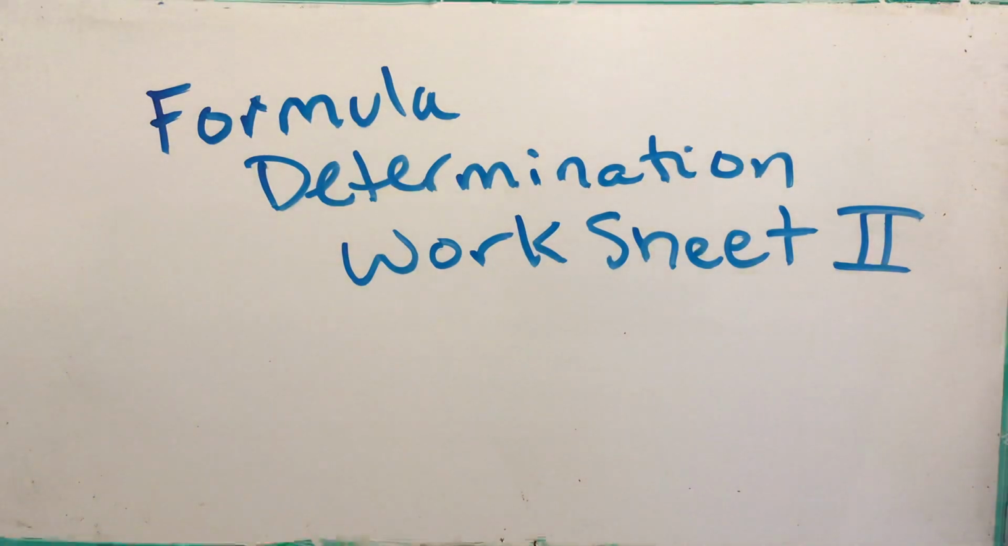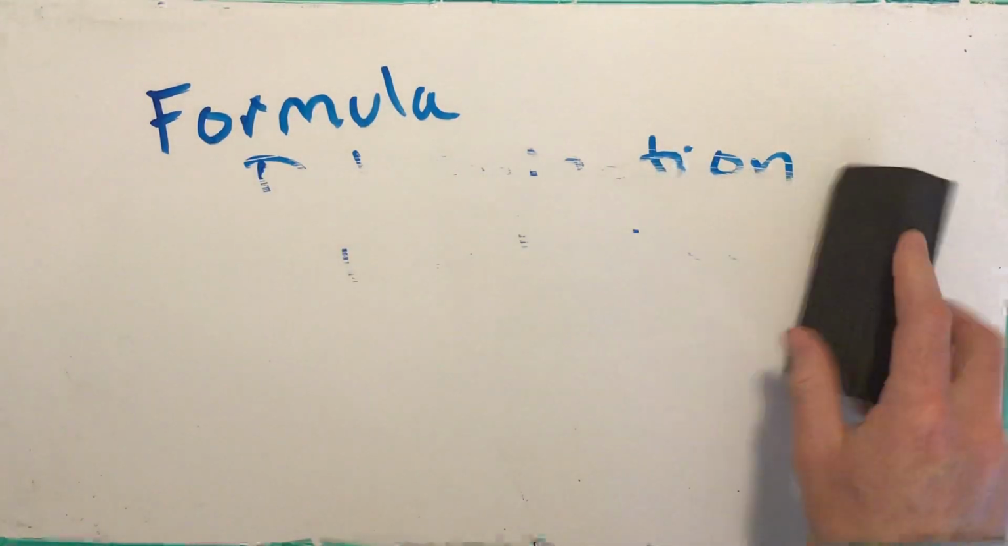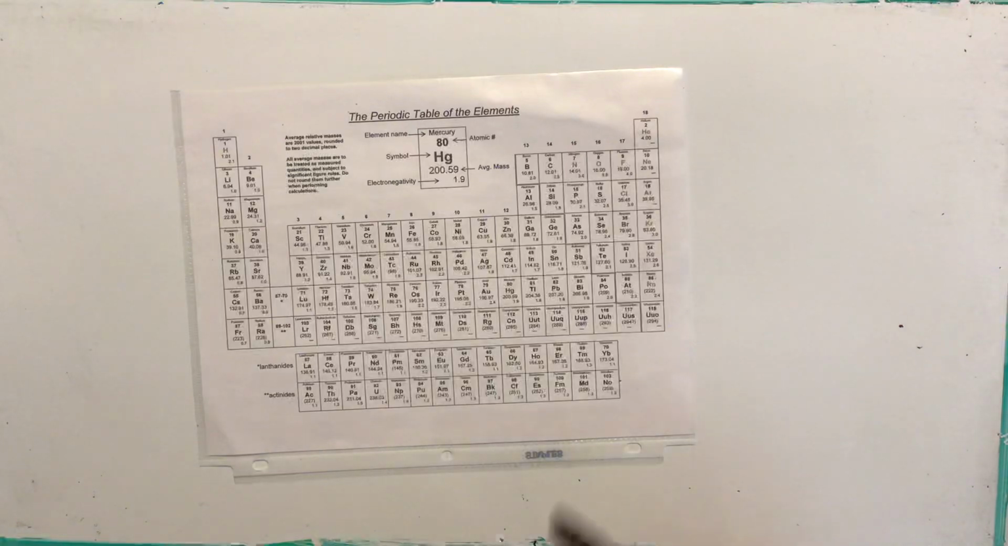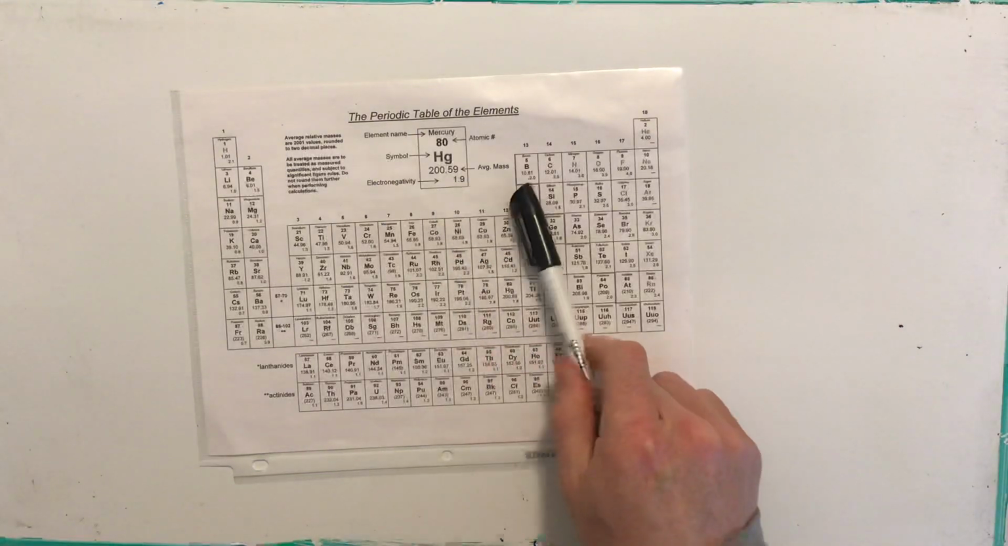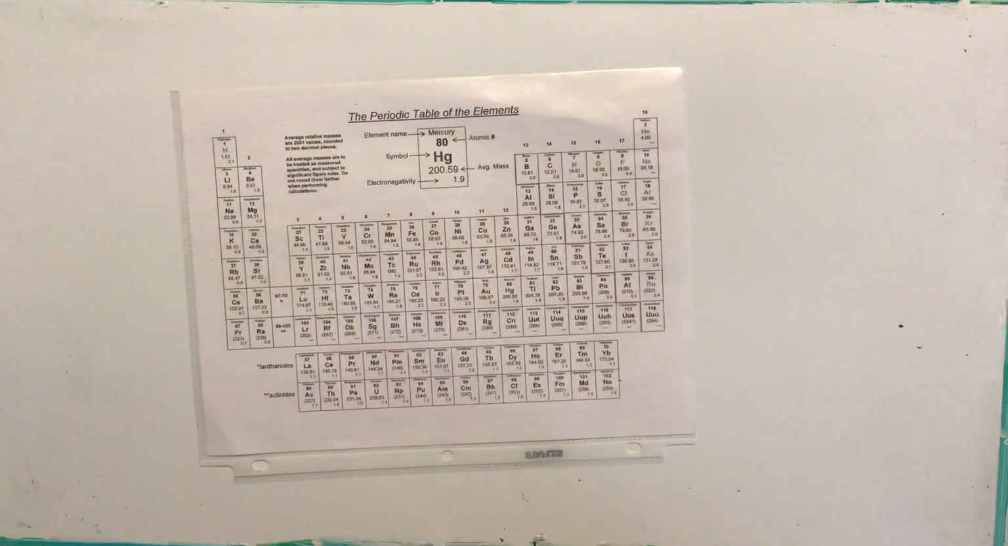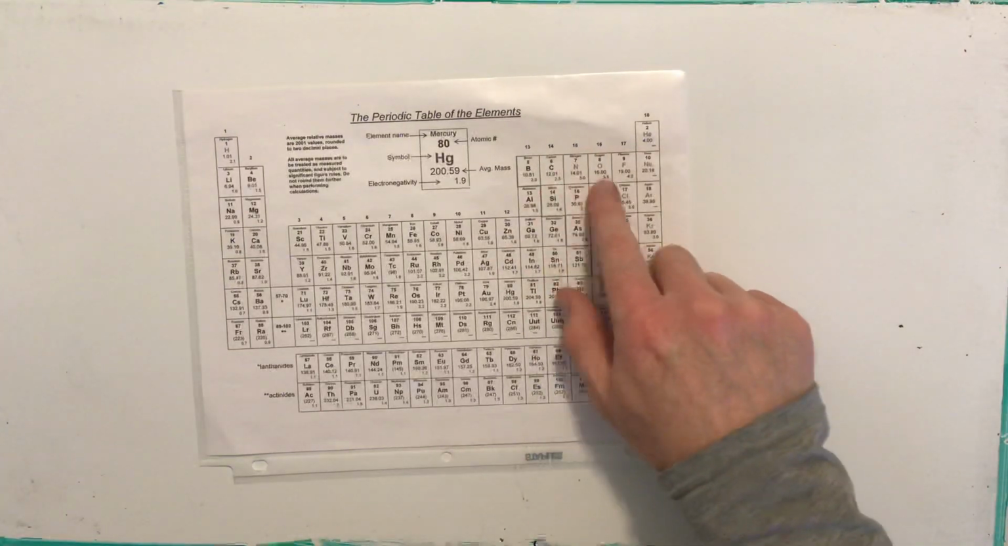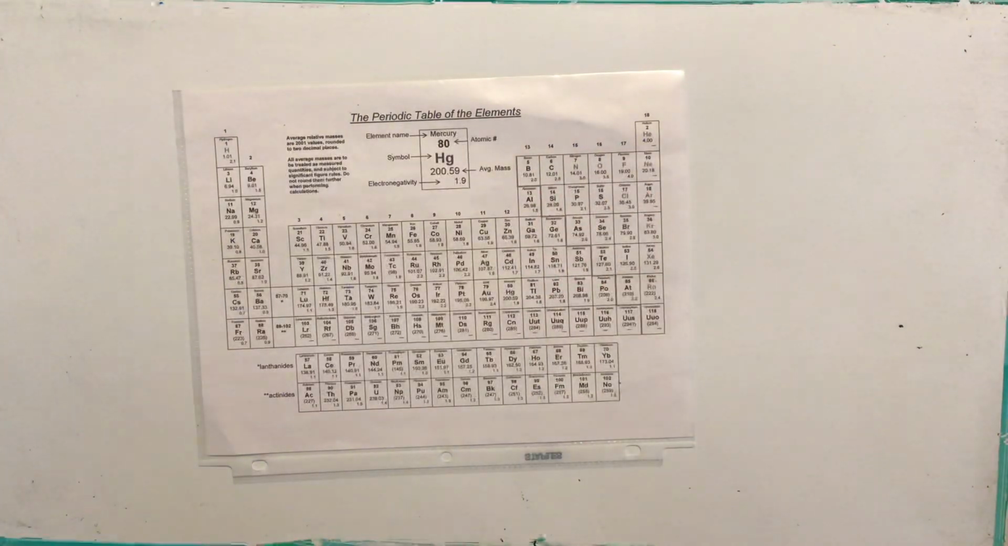Now, if you remember from last day, there were steps to determining a formula, right? Actually, first, let's go over the tools. I need my periodic table right now because it has the average atomic mass for all the elements that we're going to be using. When we are converting grams to moles or vice versa, I need the molar mass. The molar mass uses the atomic mass for the elements involved in the compound.